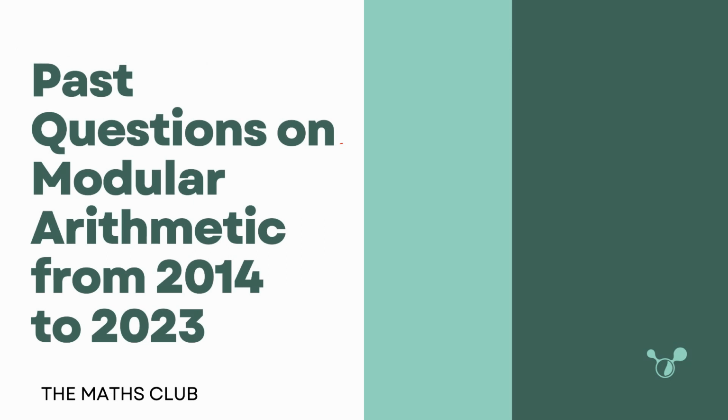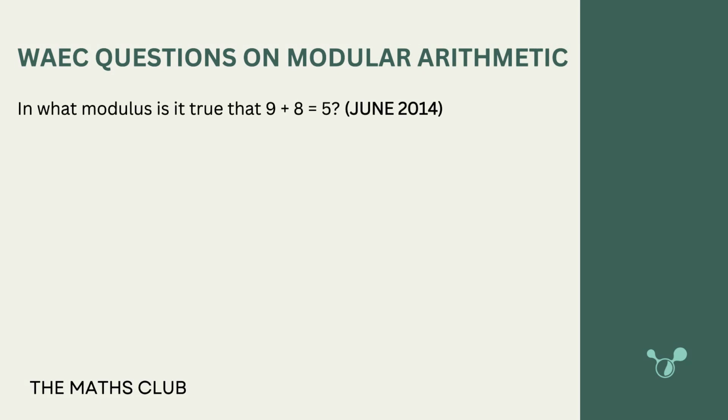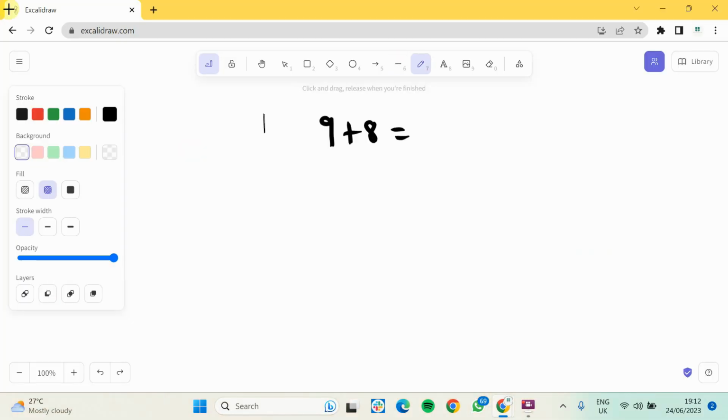We're going to be looking at select questions from 2014 to 2013 that cover this particular concept. So let's go. This question is from June 2014. It says, in what modulus is it true that 9 plus 8 is equal to 5?